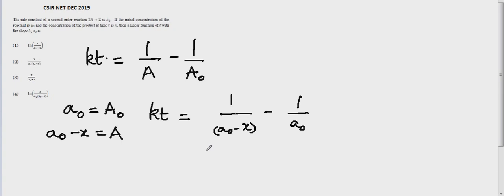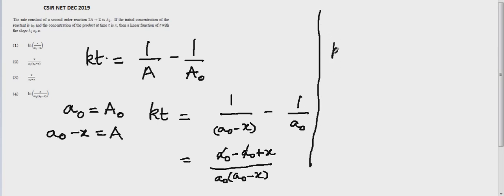So you try to solve this one. We are just making a common denominator, that is A naught into (A naught minus x). So the numerator will become A naught minus A naught plus x. This and this will get cancelled. So finally you will land up with kt is equal to x by A naught (A naught minus x).